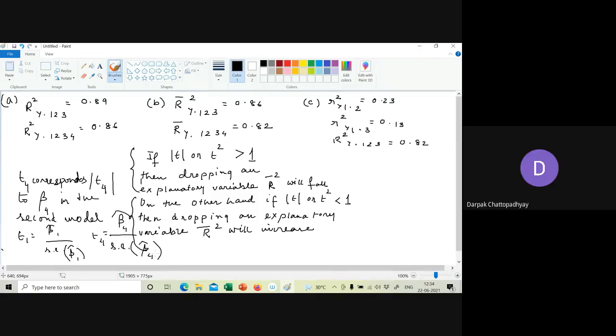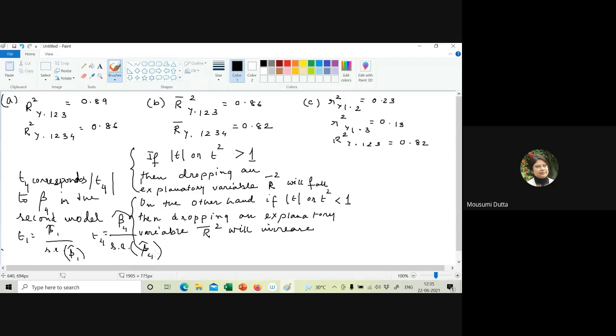Ma'am, I did not understand this last part, what is written here, T4 corresponds to beta. Aratrik asked what T4 means. T4 is the test statistic corresponding to beta hat 4. That I am telling.